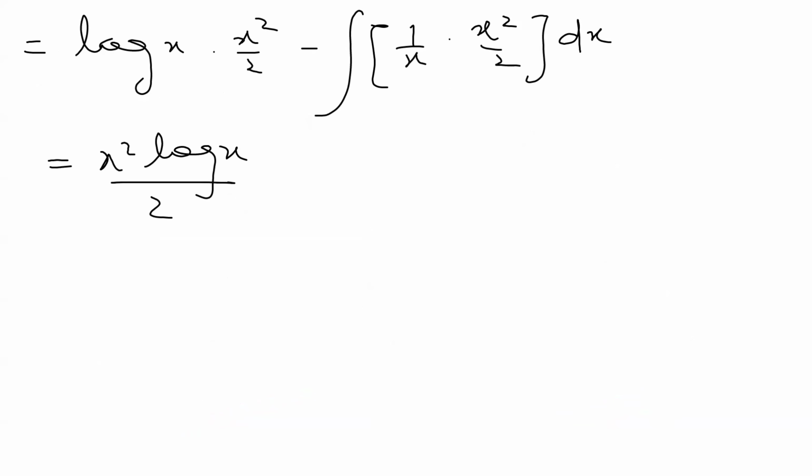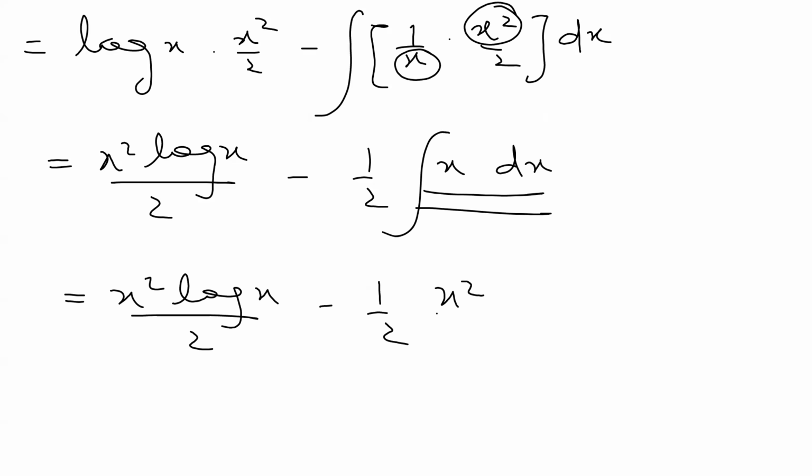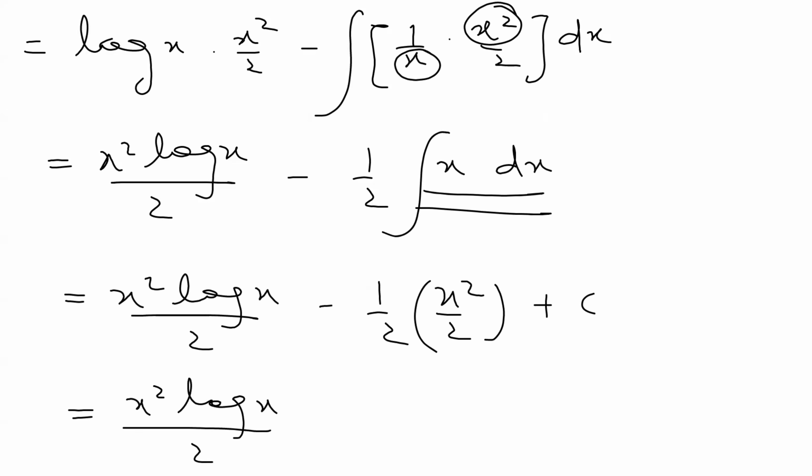x square log x upon 2, and half comes outside. x square upon 2 is x. Again, the integration of x is x square by 2 plus c. So x square log x upon 2 minus x square upon 4 plus c. Copy. Final answer this.